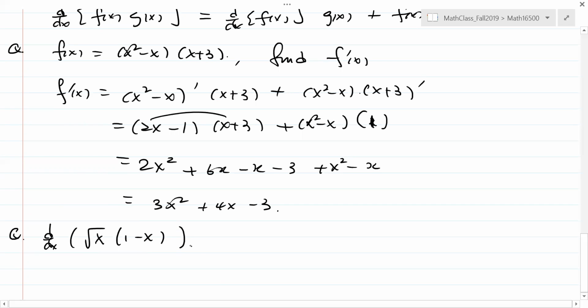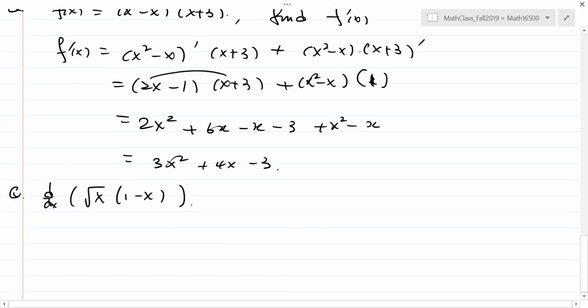It's a product of two functions. You still have two options. You can either view it as a product of two functions, or in some cases you can change it to a sum of power functions. And this is the case. I try not to use a product.